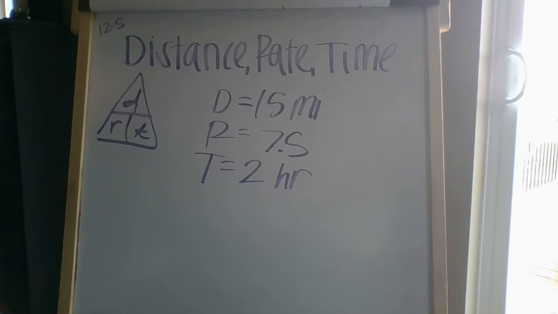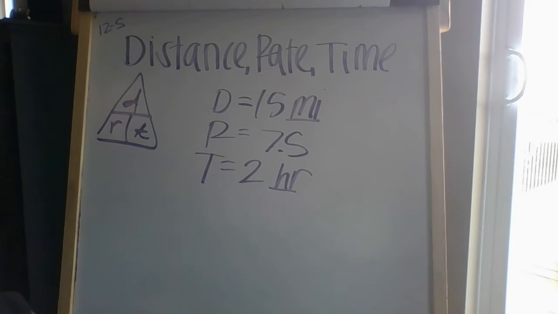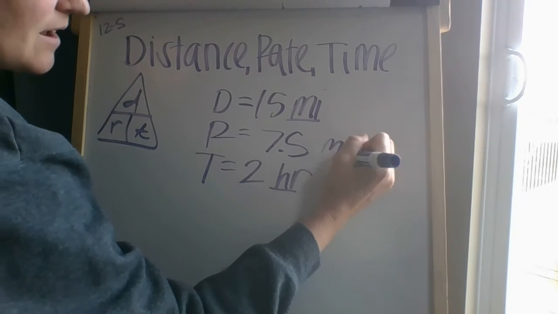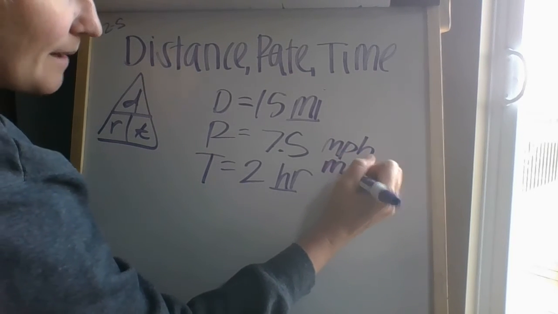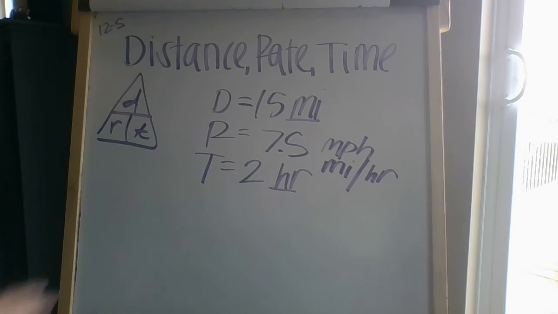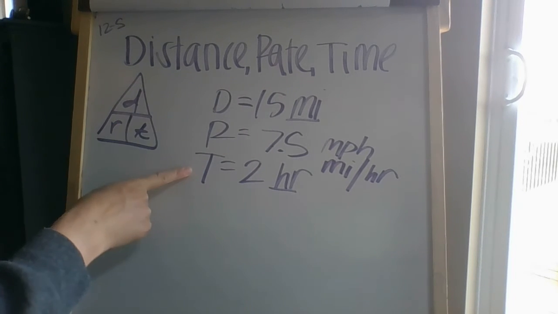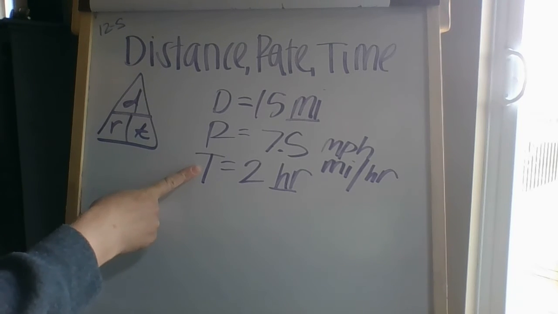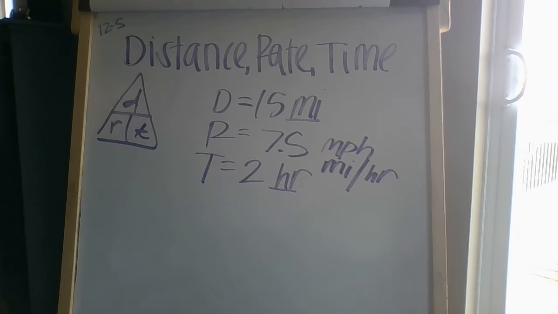Now, rate, speed, we talked about how that one's talking about how fast. That one's going to be using two different labels. We're going to take a look at what they're giving us. They're giving us miles an hour. So it is 7.5, and mph is the common one for miles per hour. If you have miles/hour, that works just fine as well. So our label, very important. If we know that our distance is 15 miles and it takes us 2 hours to travel that, we can find out that we were going 7.5 miles per hour.